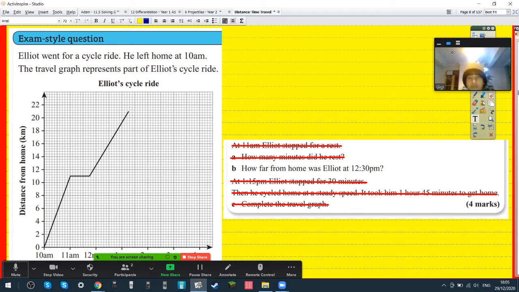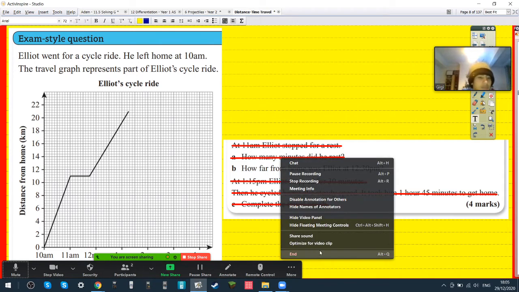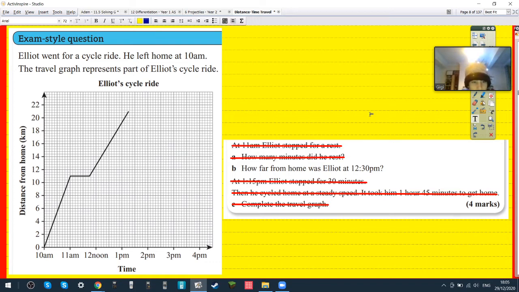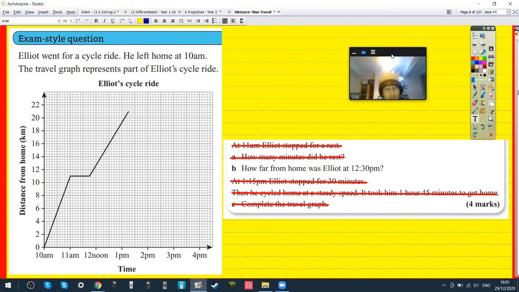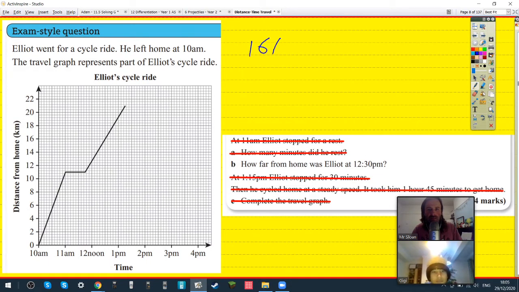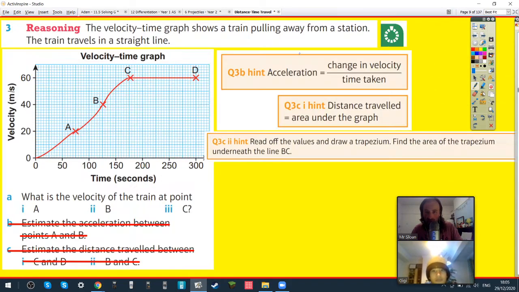How about this one? 16 kilometers at 12:30. I think you're right. I thought it was a different one. Oops, one second. Move that there. 16. Grand. Okay, velocity time graph.